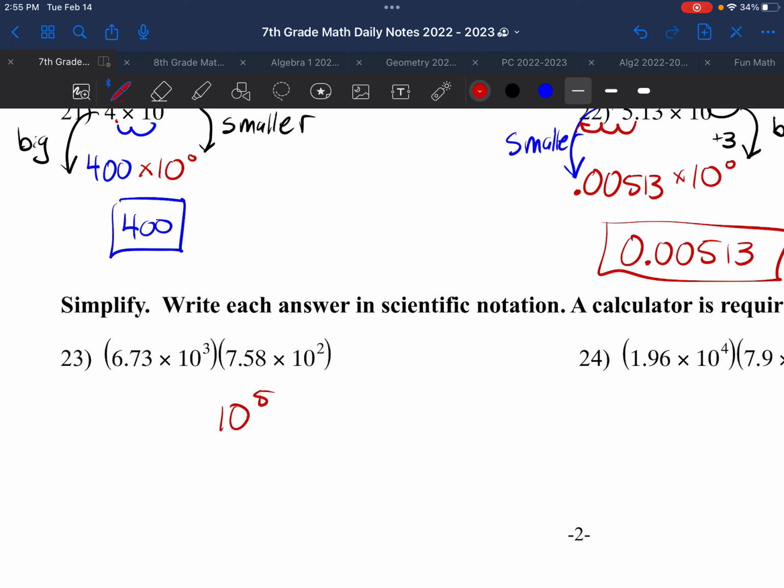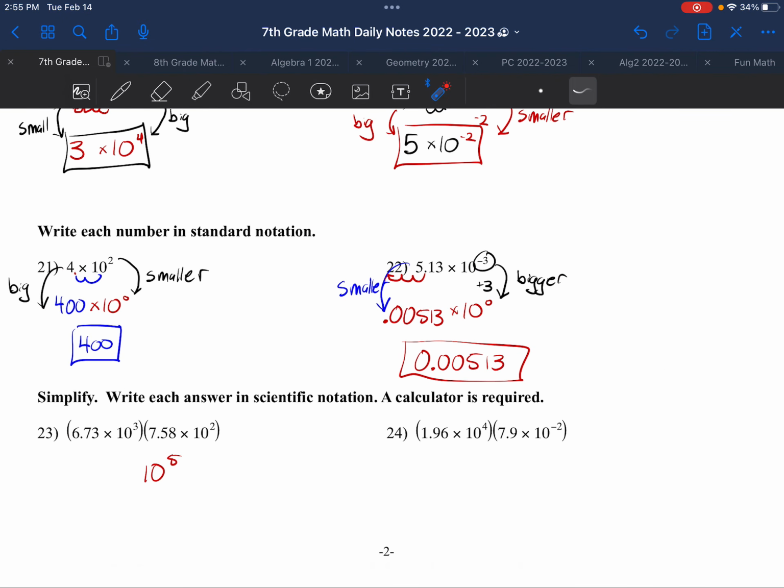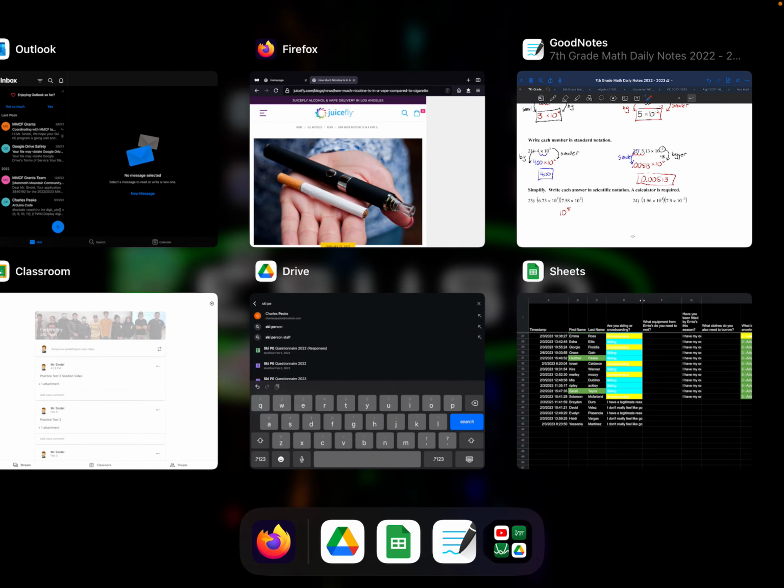All right, I need to do 6.73 times 7.58, and I do tell you it's required to use a calculator. You could do this by hand if you wanted to. I'm going to use a calculator because I like going fast. Do I have a calculator open?